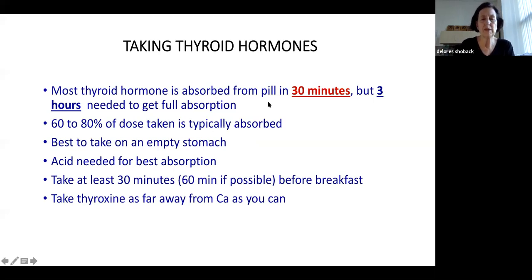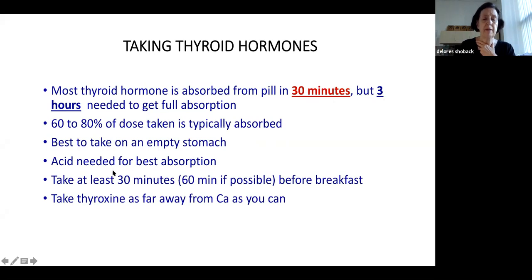So most of what's going to get absorbed is absorbed in that 30 minutes. But to get full absorption of whatever you're going to absorb, it actually takes 3 hours. But we usually will temporize and say, if you can keep an empty stomach for 30 minutes after you wake up, after you've taken your thyroid hormone, that's pretty good. So you don't absorb all of it, like calcium, you're absorbing more here, but not all, 60 to 80%.